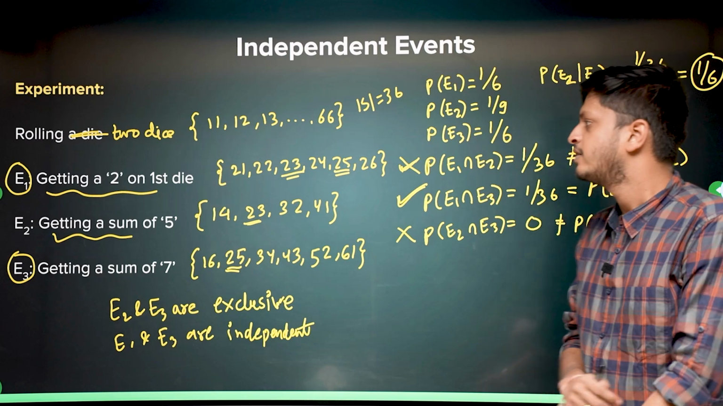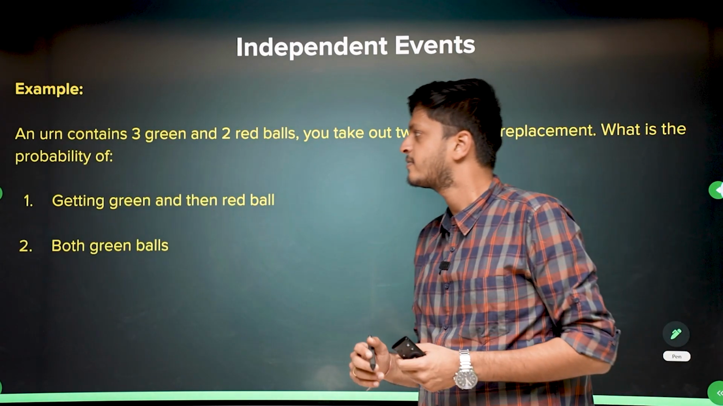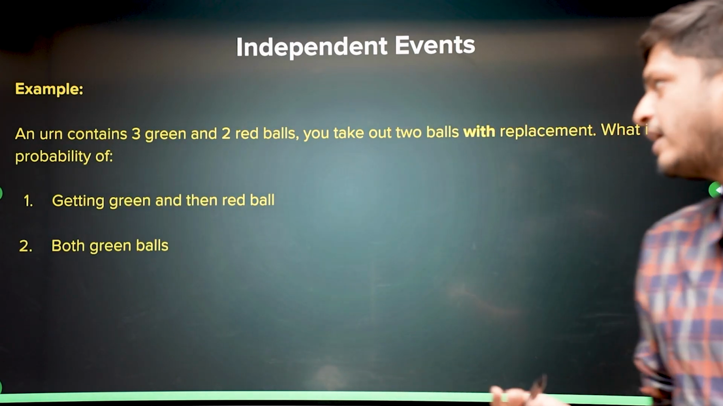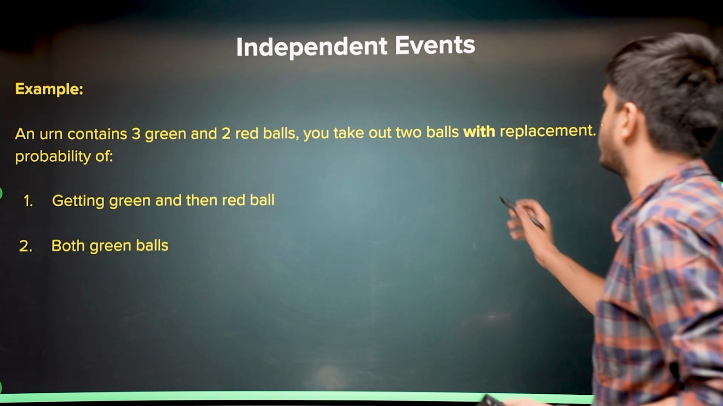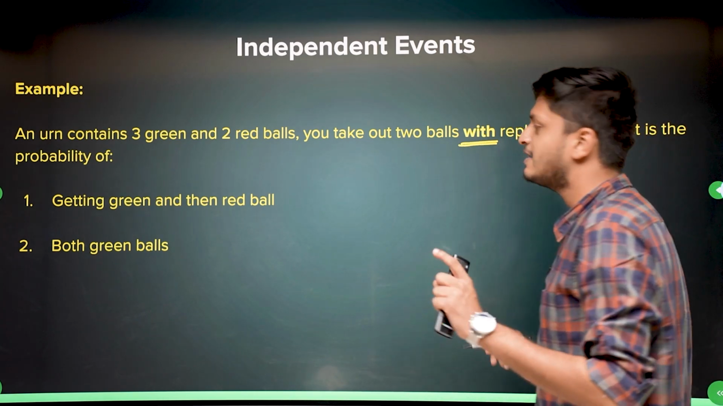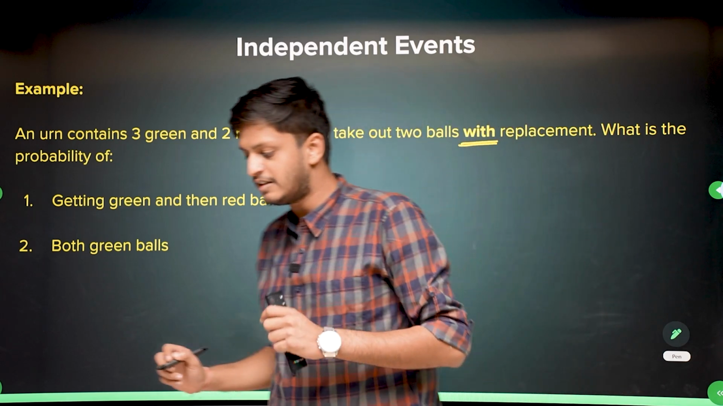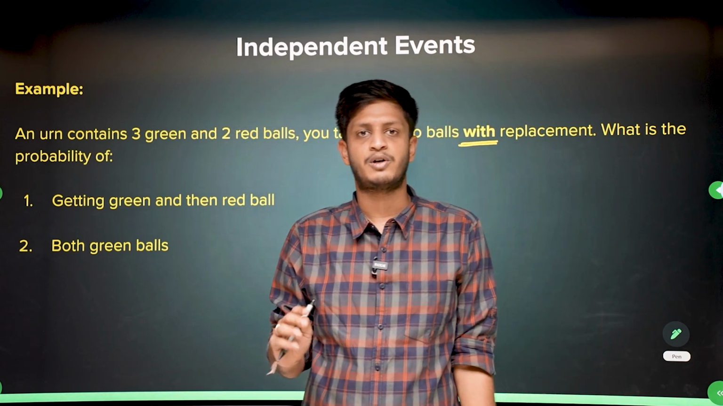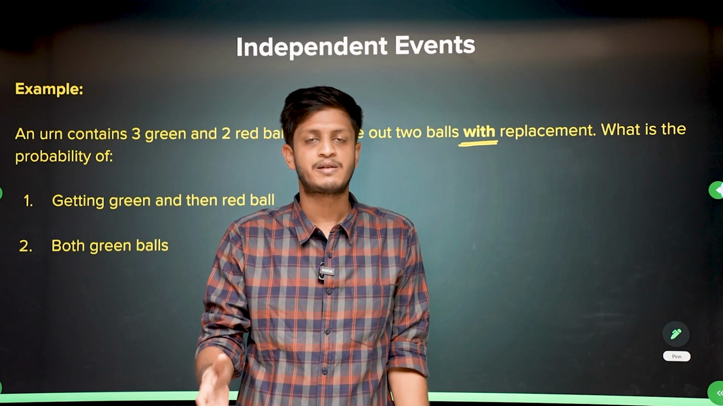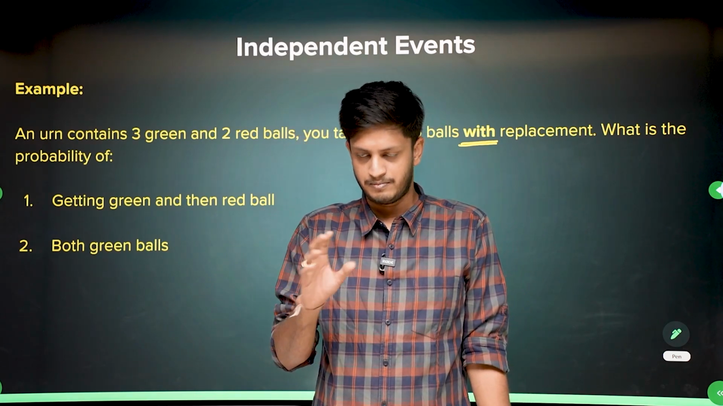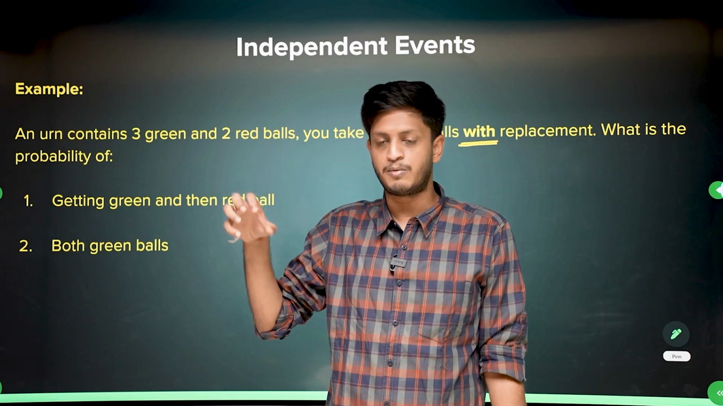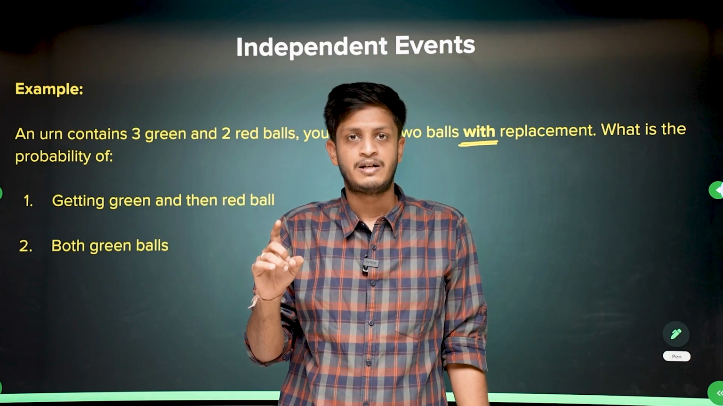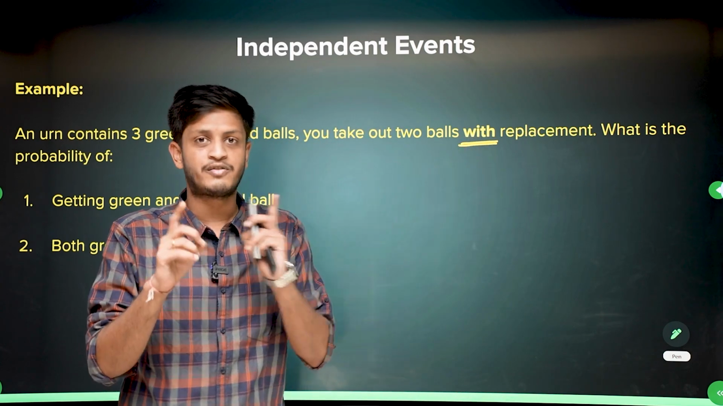Okay, cool. Let's move to an example. An urn or a bag contains 3 green and 2 red balls. You take out 2 balls with replacement. Here this is important. By default, if nothing is mentioned in questions like these, you don't assume that you are replacing the ball. Let's say someone says there is a bag and you take 2 balls out of it. By default, if nothing is mentioned, you are not replacing the balls. You take 1 ball and then the second ball. You are not replacing. But if it is mentioned, read it very carefully.